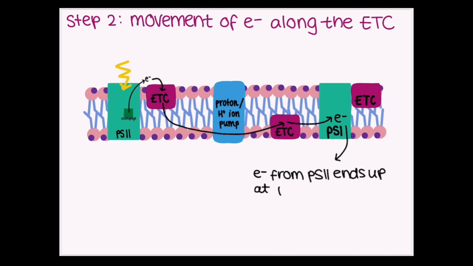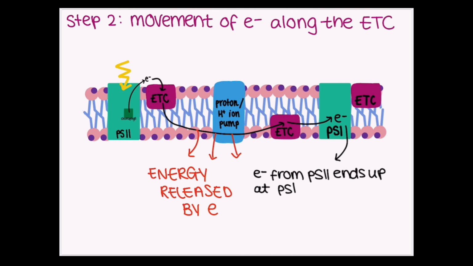Each of these proteins in the electron transport chain is said to be of lower energy than the previous one. So as the electron is travelling along from one to the next, it loses or releases a small amount of energy. This energy will be used by the proton pump over which it passes to actively transport hydrogen ions against their concentration gradient. The fate of that first electron is that it ends up being taken up by the second photosystem in the membrane, which is photosystem 1.